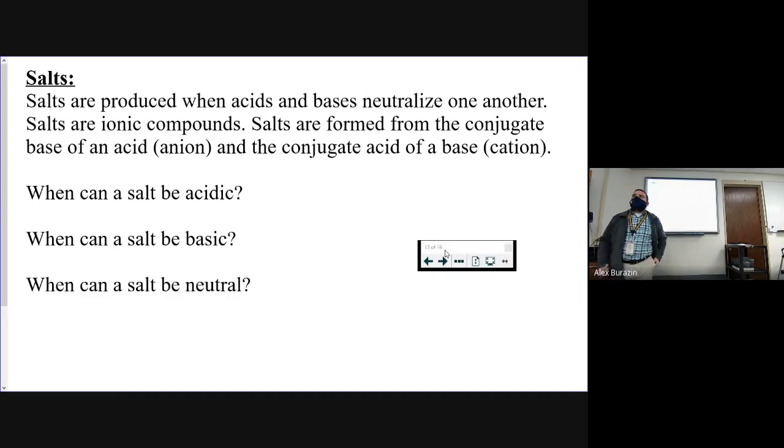So that brings us to salts. Salts are the product of acid-base reactions. Okay, salts are produced when acids and bases react, right? We get water, we get salt. We're going to analyze the salt, and we're going to try to determine whether a salt is acidic, basic, or neutral. And the way we're going to do this is by breaking that salt into its pieces and analyzing each piece individually. So let's read these next two.